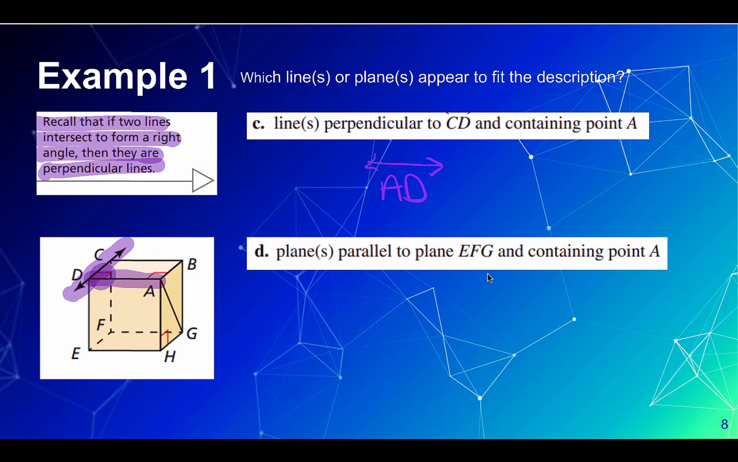And then part D says, what plane is parallel to EFG containing point A? So EFG is the bottom of the box. That's the plane on the bottom. Parallel to that and containing A would be the top of the box. So what's the symbol for plane? Well, there isn't one. We just write out the word plane and then we have to pick 3 points. I picked A, B, and C.